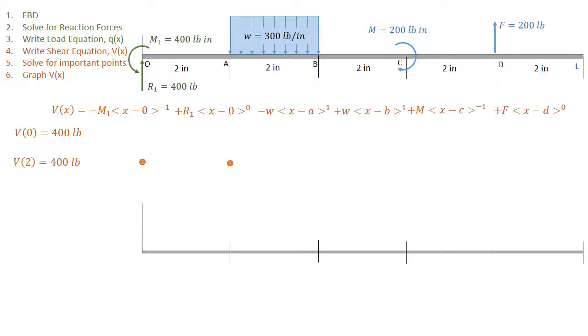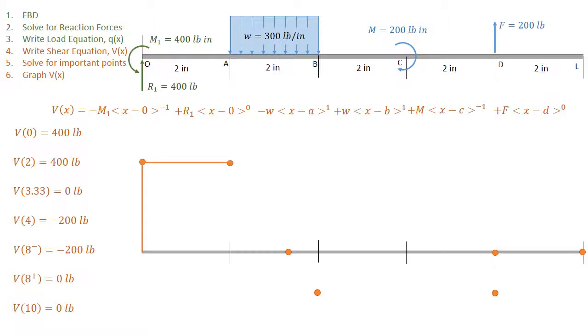At x is equal to 2, it's equal to 400 pounds. There's the place where it crossed the 0 axis. When x is equal to 4, it's equal to minus 200 pounds. When x is equal to 8 from the negative side, it's equal to minus 200 pounds. But from the positive side, it's equal to 0. And because this is a free beam on the right-hand side, I also know that the shear at 10 inches is equal to 0 pounds.